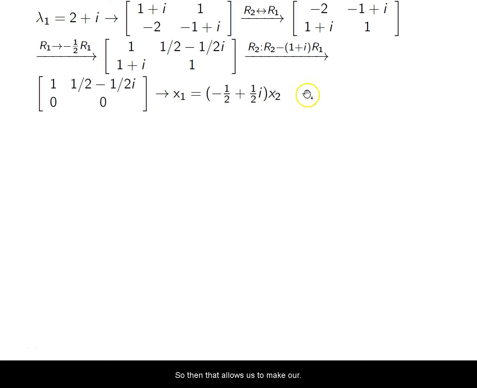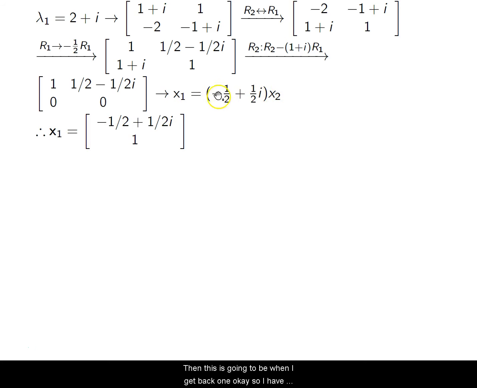So then that allows us to make our vector, right? Our x1 eigenvector. So x1 is, if x2 is 1, then this is going to be what I get for x1. Okay, so I have this for x1. Now generally what we do here is this is the only eigenvector I need. I'll show you what the second eigenvector looks like, but this is the only one I'm going to use for all the things I need to do for this, right?